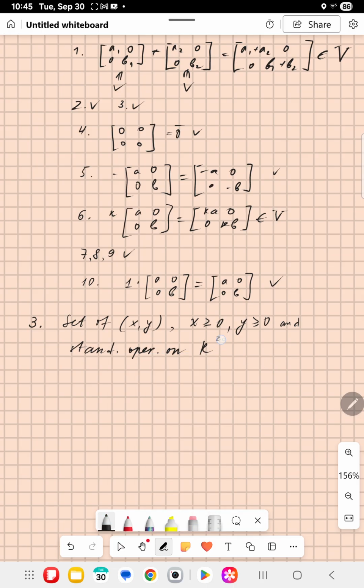Let's fix it. What does a set of standard operations on R2 mean? Well, vectors with two components. We can multiply them by a number and we can add them, subtract them, do everything. Is this set going to be a vector space? Is it a vector space?